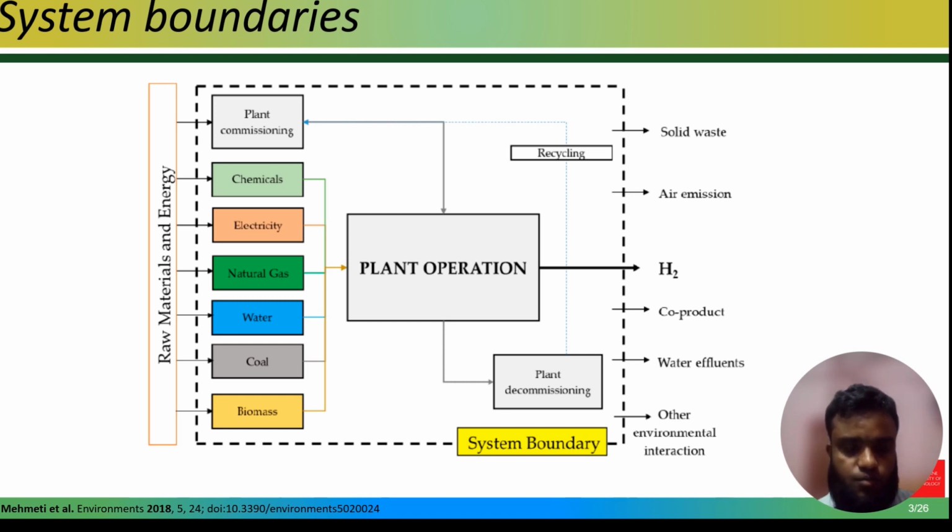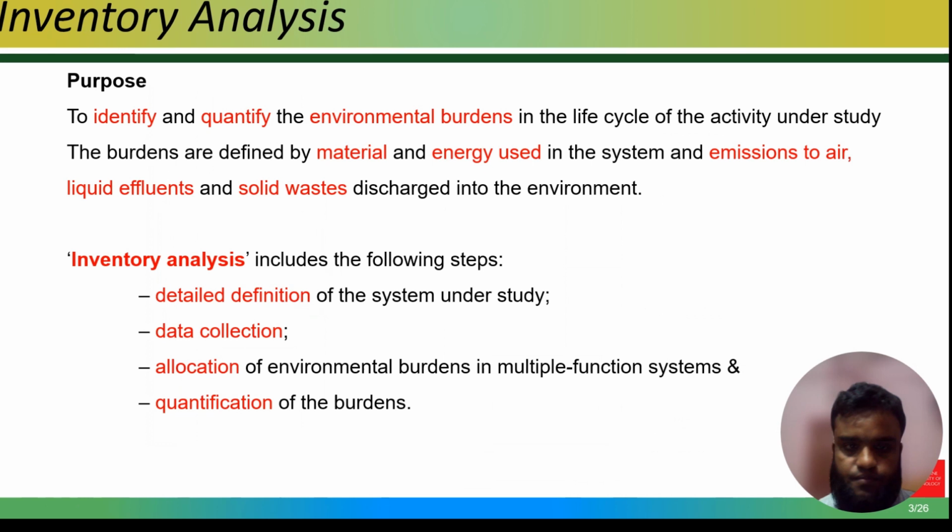Input is raw material and energy, and output is on the right hand side, as you can see, denoted by the arrow, with plant operation within the system boundary consuming raw materials and energies. This is our system boundary. For detailed explanation, you can follow the link provided in that slide.